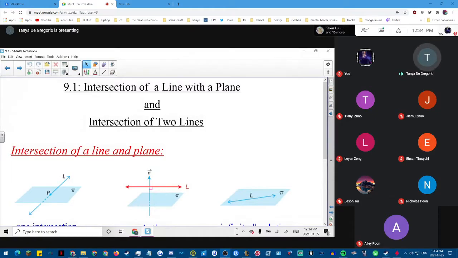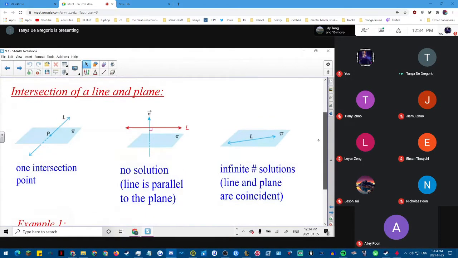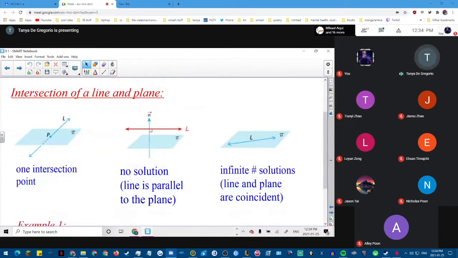Different types of intersections, and we're going to start here with the intersection of a line and a plane. Okay, so here are the three cases. You can have one point of intersection, so the line goes through the plane. Okay, so it crosses at only one point. It can only cross at one point, right, if it's going through the plane.